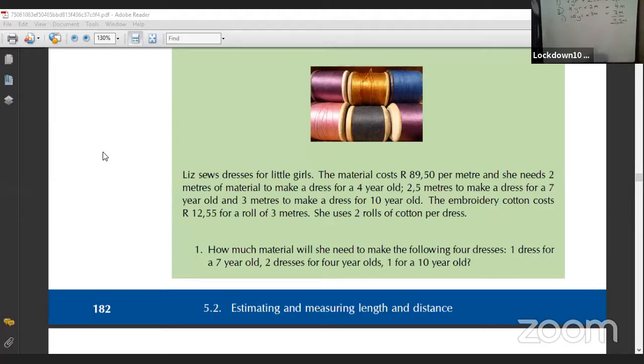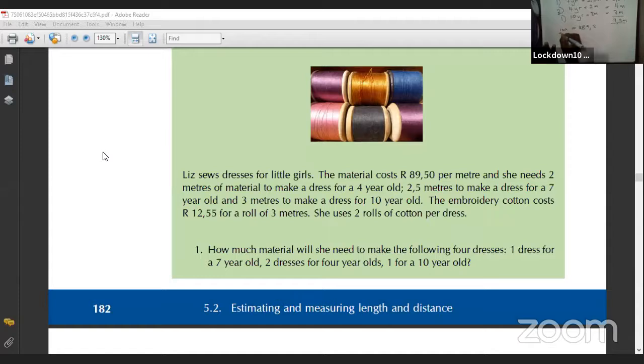So we have 9.5 meters. That's the total amount of material that you will need to buy. But we are told the material costs 89.5 per meter. How do I calculate the cost of 9.5 meters? I say now 1 meter is costing us 89.5, right?